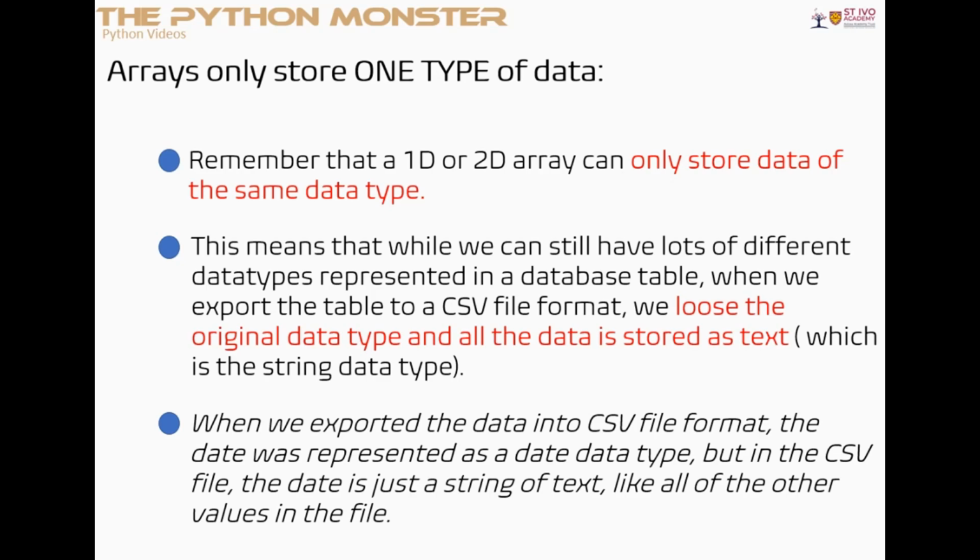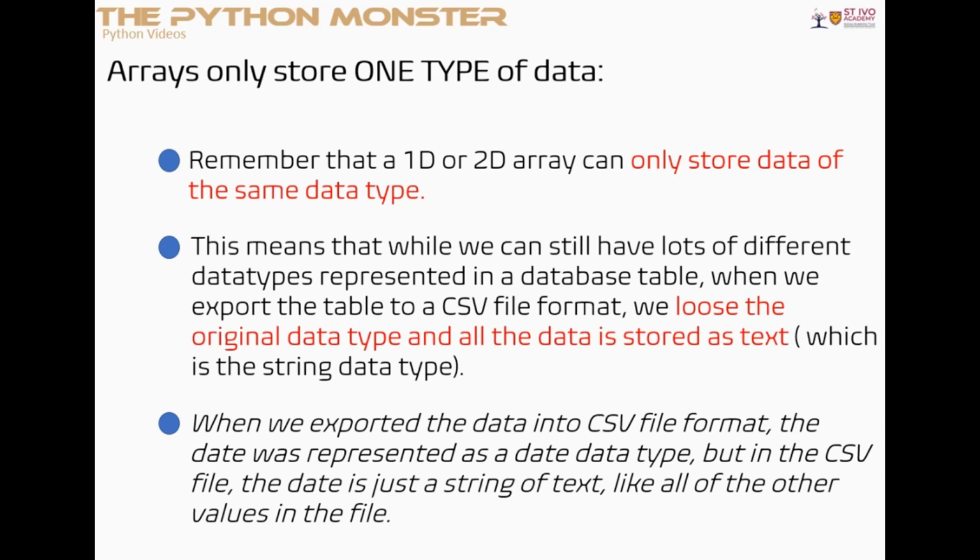Okay, now this means that while we can still have lots of different data types represented in a database table, when we export the table to a CSV file format, we lose the original data type, and all of the data stored is as text. Okay, which is of course another way of saying the string data type.